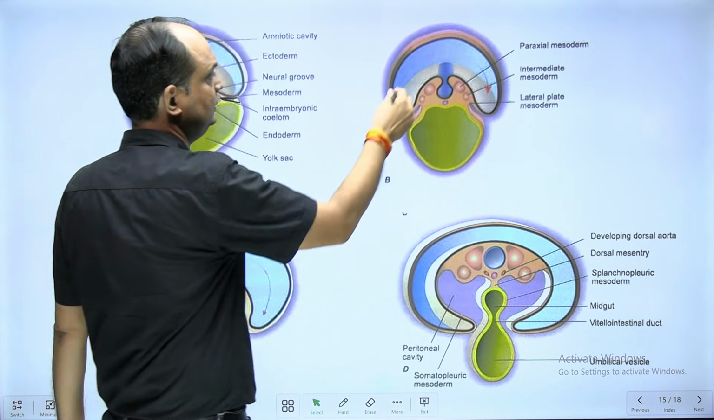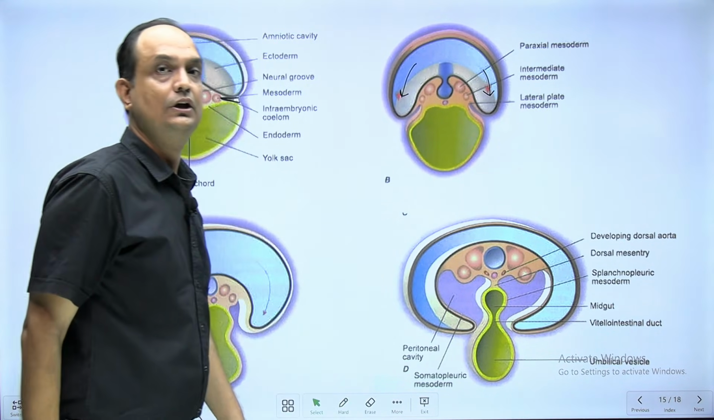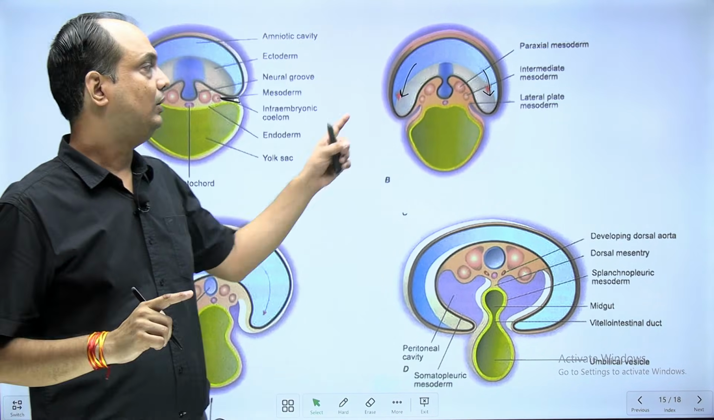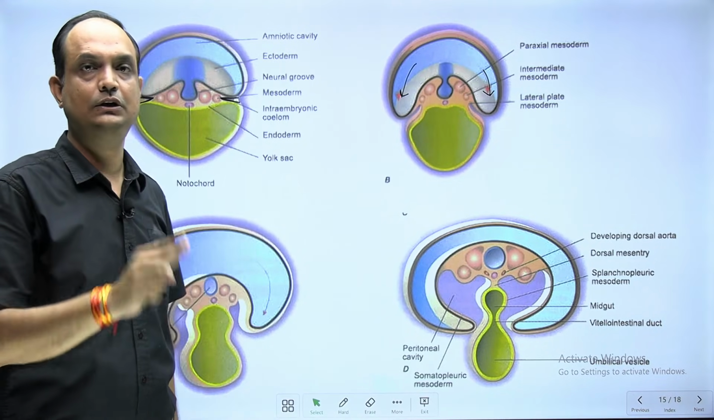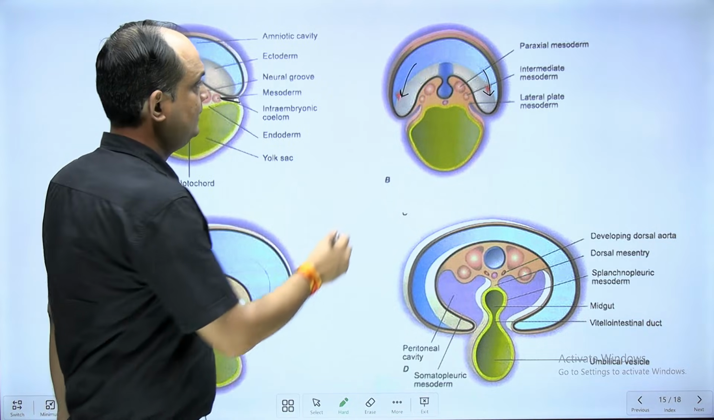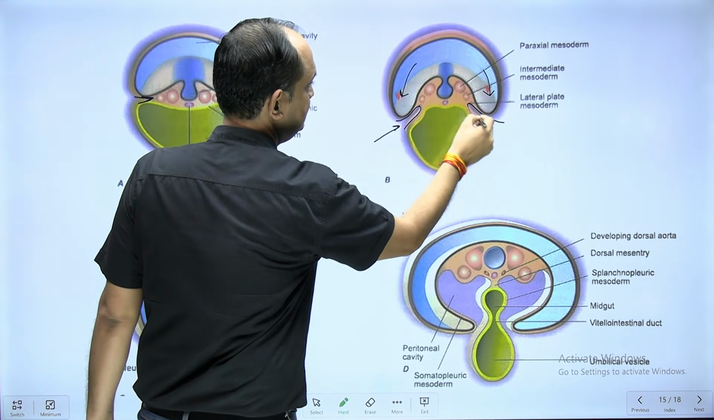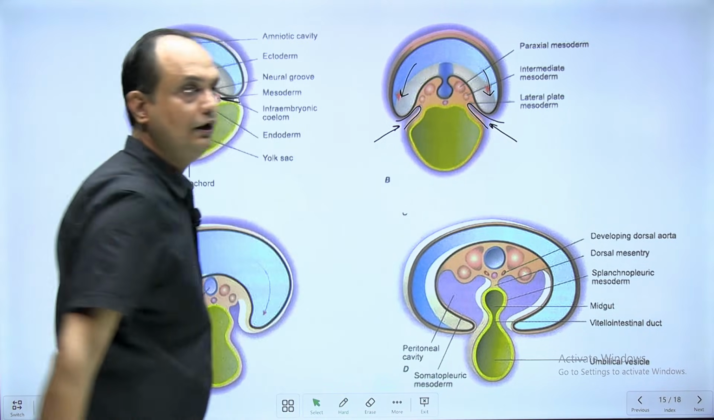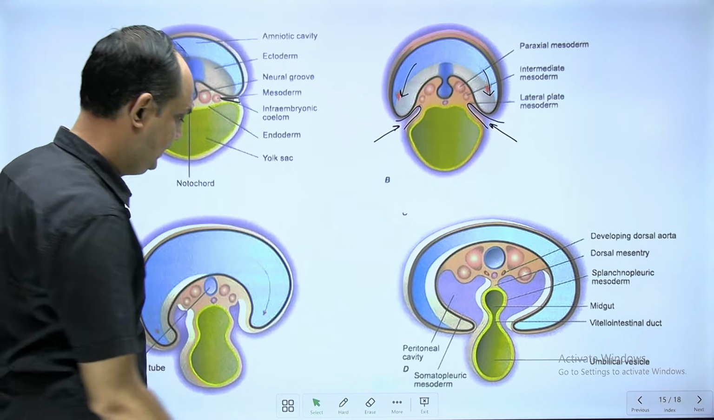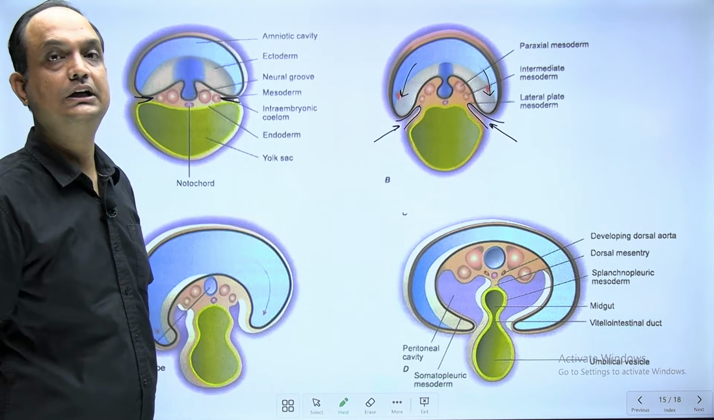So, now the lateral folding starts, and once the lateral folding starts, you have to concentrate on two things. One is the coelom and the second is the splanchnopleuric mesoderm. So, now this is the coelom. You can see the coelom is here. You can see this is the coelom here. Now, where is the splanchnopleuric? So, the splanchnopleuric is the mesoderm which lies outside the yolk sac.